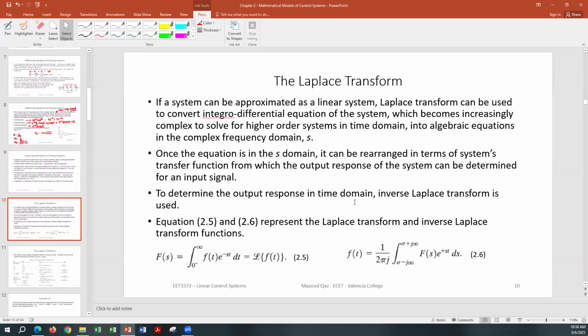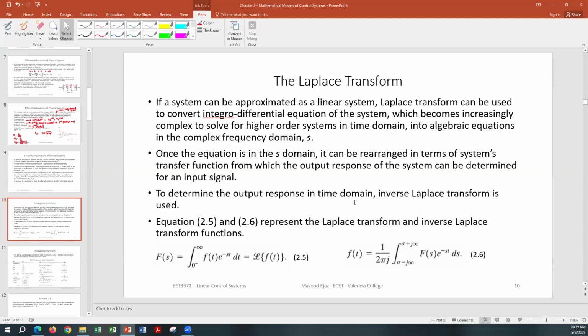Laplace transform. Why do we use it? We use it to make our life easy, to be very honest. So if system can be approximated as a linear system, what we are using, all systems are linear for us. Laplace transform can be used to convert the integral differential equation, the equation that we had for the circuit, or any other integral differential equation, into simple algebraic equation in the S domain. And then we can solve it very easily. And that's why we use Laplace transform.